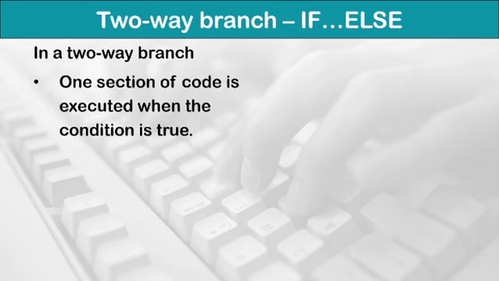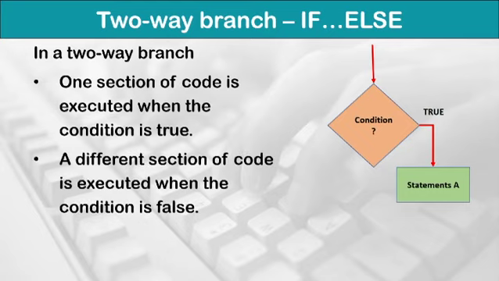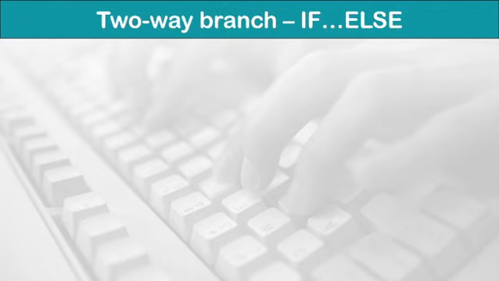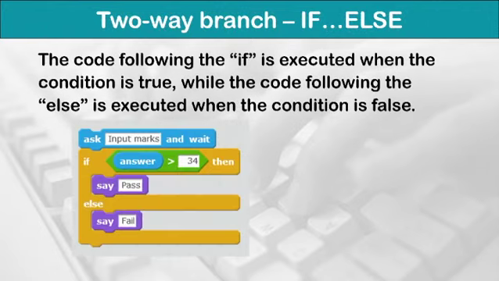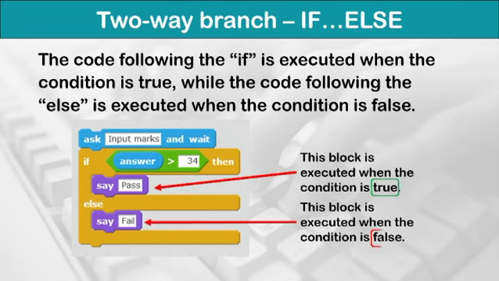In a two-way branch, one section of code is executed when the condition is true. And a different section of code is executed when the condition is false. In the script below, the code following the if is executed when the condition is true, while the code following the else is executed when the condition is false.